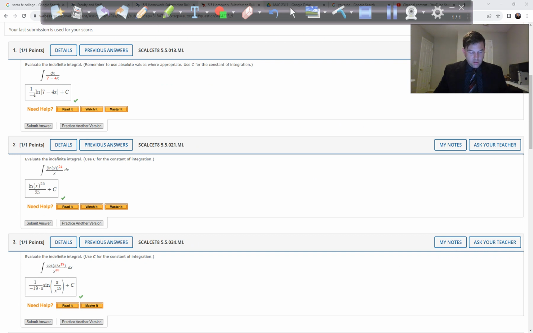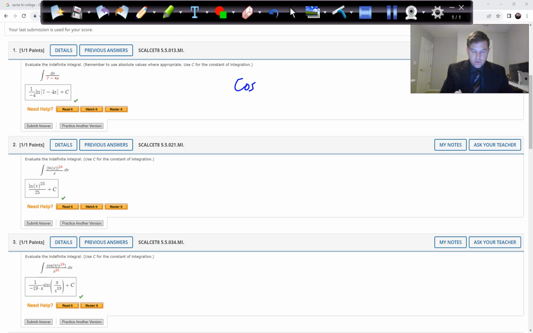Okay, so there's often a hint as to where to go. So cosine of pi over x to the 19th. Wouldn't it be nice if that was just cosine of u? Because cosine of u, I can take an antiderivative of that. It would just be sine u. So that's probably going to be the route we have to go.